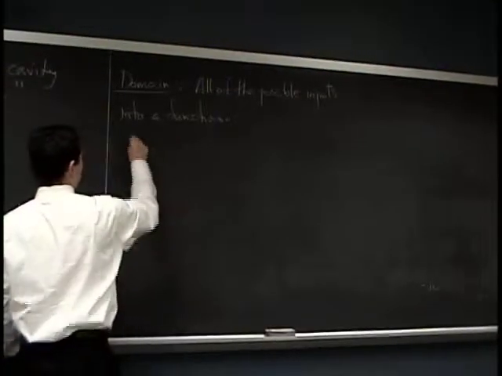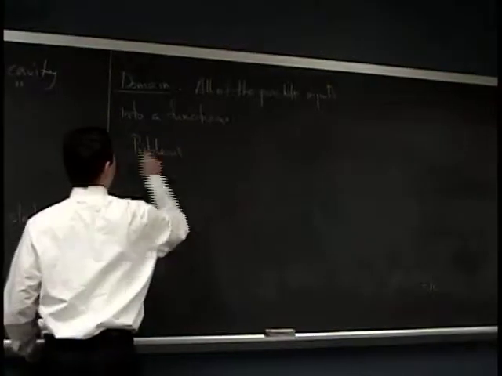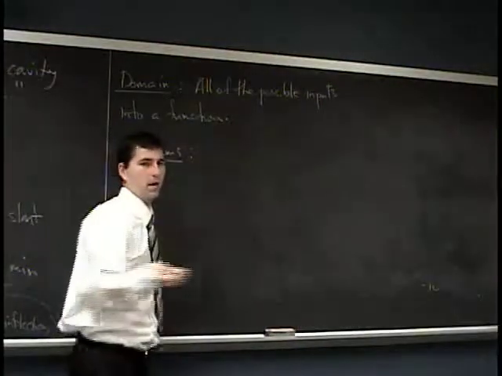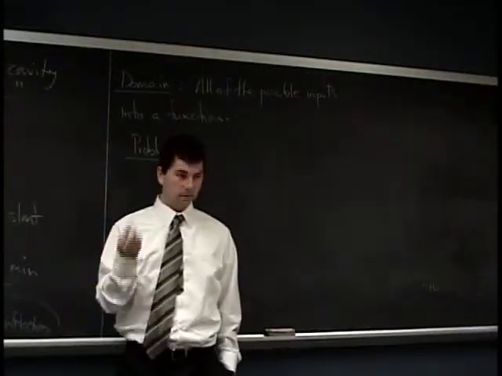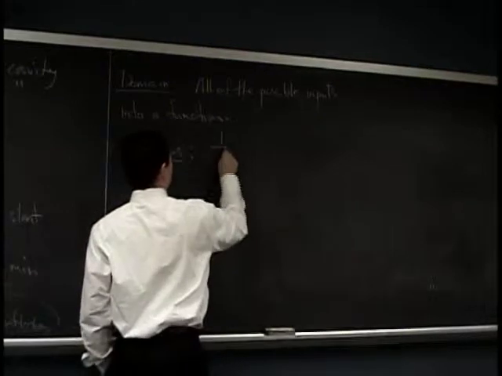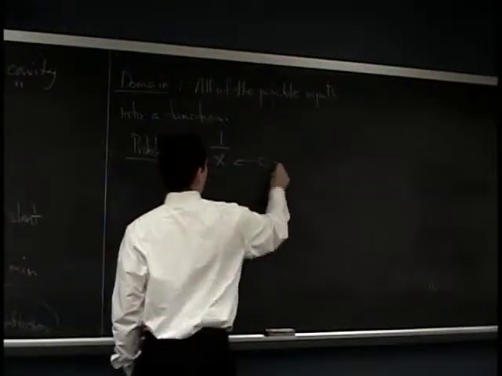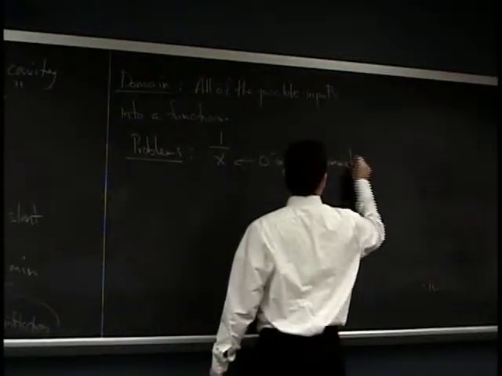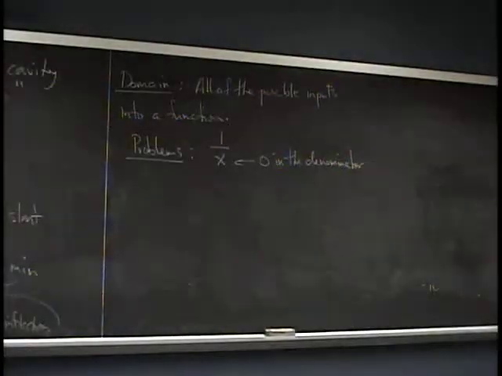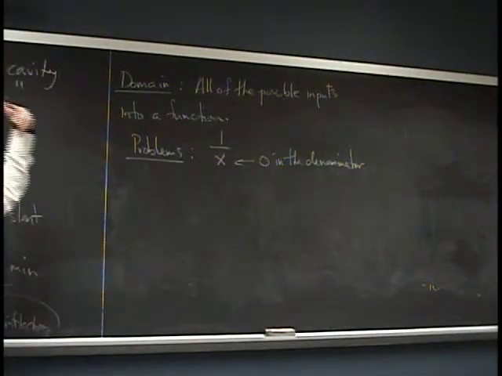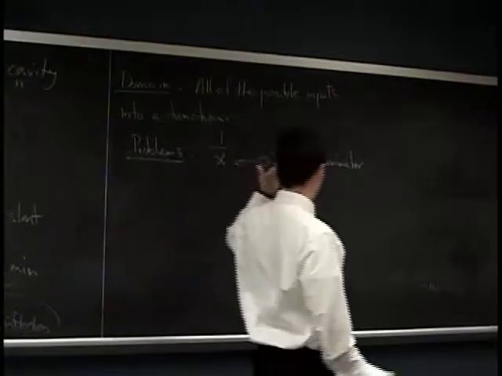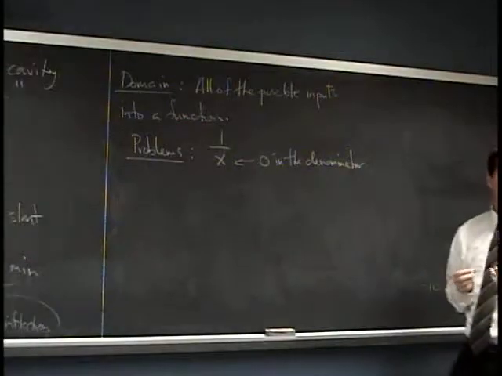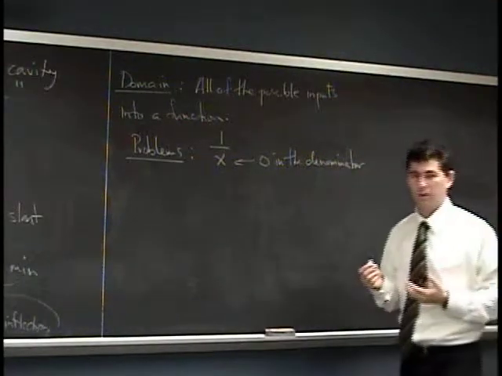So what are the sort of problems that you get with domains? Well, what's the first problem you're going to get? Zero in the denominator. If I put a 0 in the denominator of a fraction, of course it's not defined. And so that function will not have whatever value gives you 0 in its domain. You have to throw it out. So that's the first thing you look for.